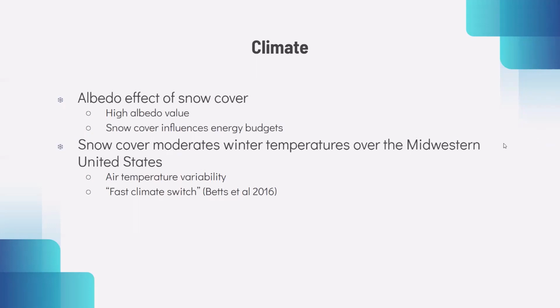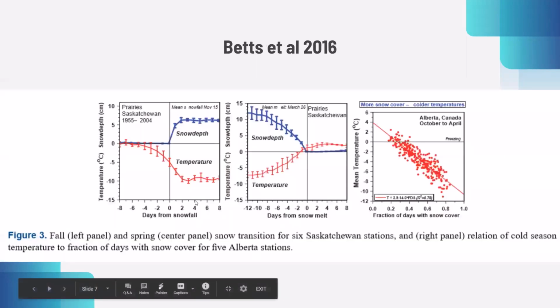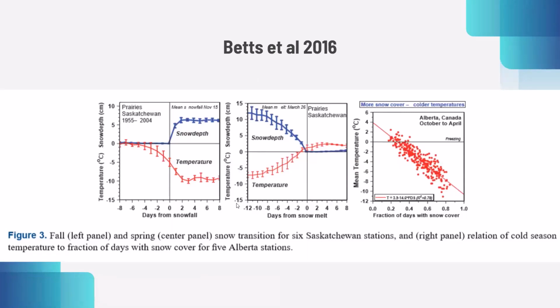This concept is illustrated in Figure 3 from Betts et al. Pay attention to the first two graphs. The first graph demonstrates the change in temperature in response to snowfall. From the first snowfall, the graph shows a drop in air temperature which negatively correlates with snow depth. The second graph shows the same correlation, but in relation to snow melt and rising air temperatures.